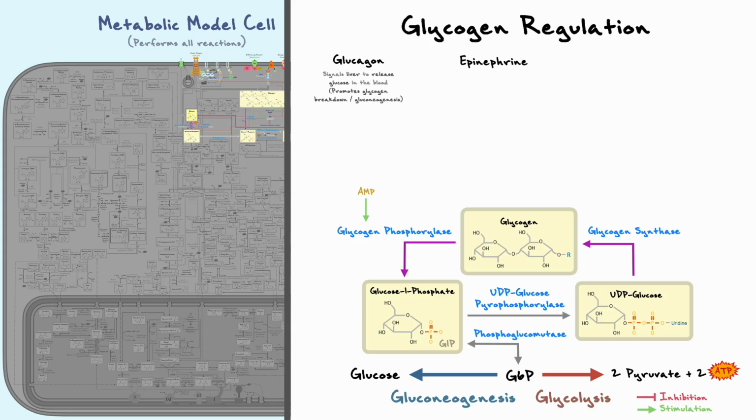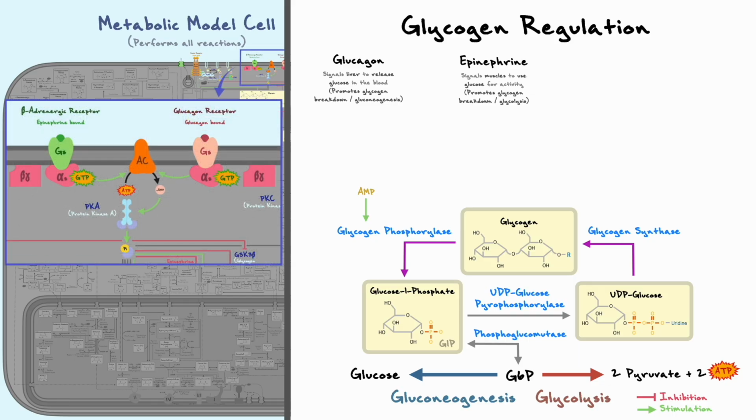Glucagon signals to the liver to release glucose in the bloodstream, so glycogen breakdown leads to gluconeogenesis. Epinephrine, on the other hand, signals for muscles to use the glucose to get energy, so the broken down glucose is processed through glycolysis. For these two hormones, the pathway in question is the metabotropic Gs pathway, and it is activated by glucagon binding to its glucagon receptor or epinephrine binding to its beta-adrenergic receptor.